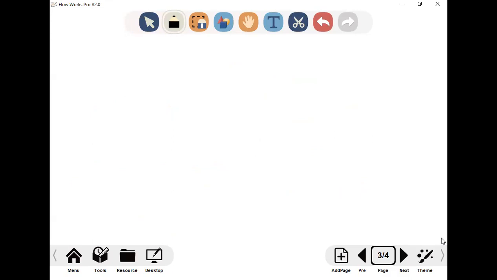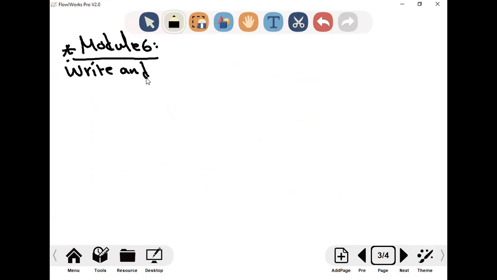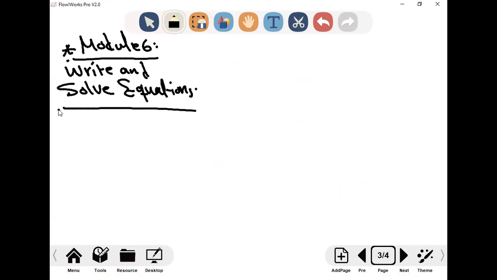Now, let's go to our new chapter, which is module 6, write and solve equations. And we will go to lesson 1, which is write and solve one-step equations.